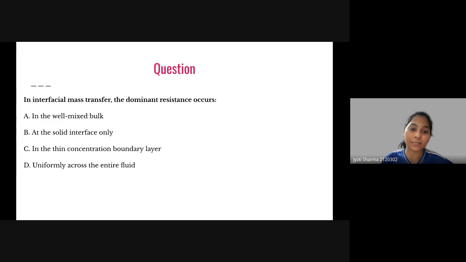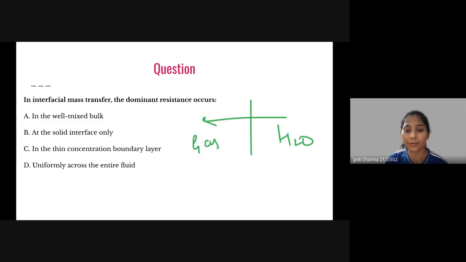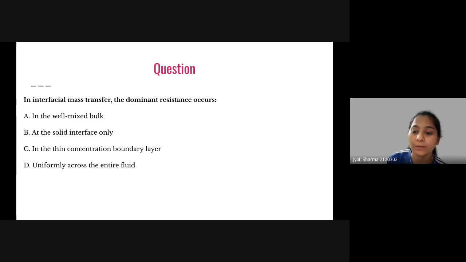In interfacial mass transfer, where does the dominant resistance occur? Mostly in the well mixed bulk, at the solid interface only, in the thin concentration boundary layer, or uniformly across the entire fluid? The dominant resistance will always occur in the boundary layer. As I told you, this is your water, this is your gas. Whenever there is a mass transfer from here to here, this is a very thin boundary layer that we have. So this is the place where we will have the high resistance, right? So that's why not A.